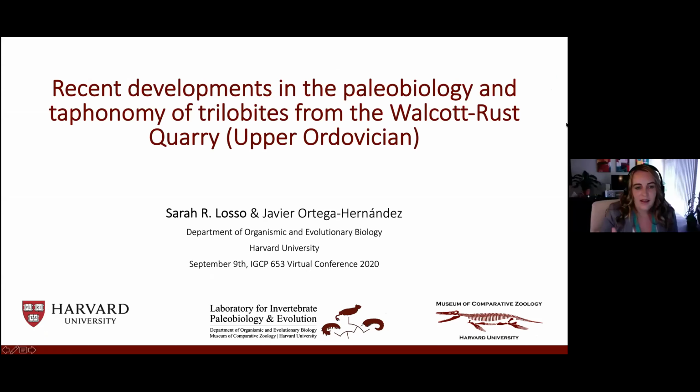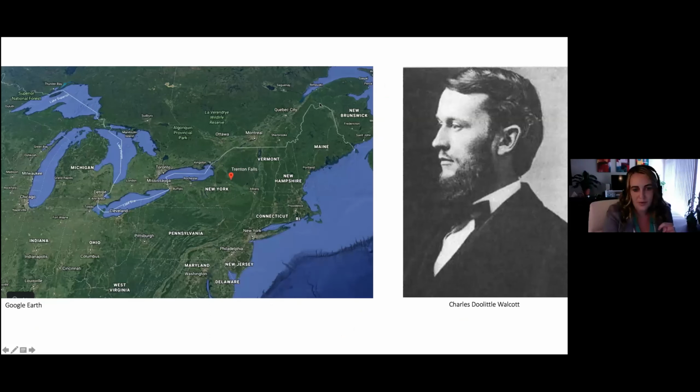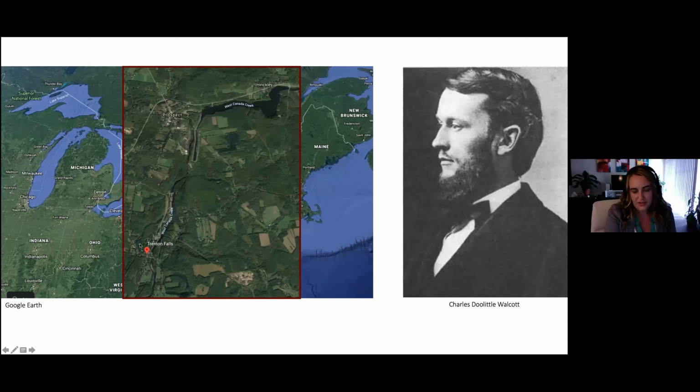Thank you. So I'm a PhD candidate at Harvard University, working broadly on early arthropod evolution, and today I'll share some of the work which is on the paleobiology and taphonomy of the Walcott-Rust. The quarry is located in upstate New York along the West Canada Creek near Trenton Falls. And this quarry was made famous by the work of a very young Charles Doolittle Walcott when he was like 11 to 20, when he published results showing trilobites with preserved appendages that were actually preserved in calcite.